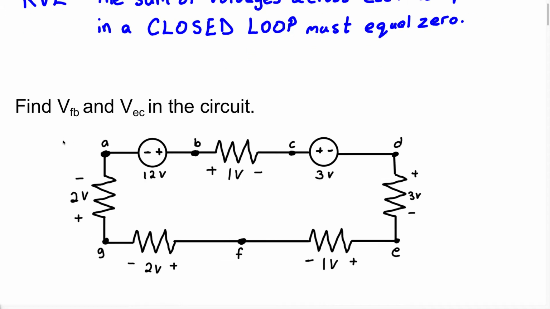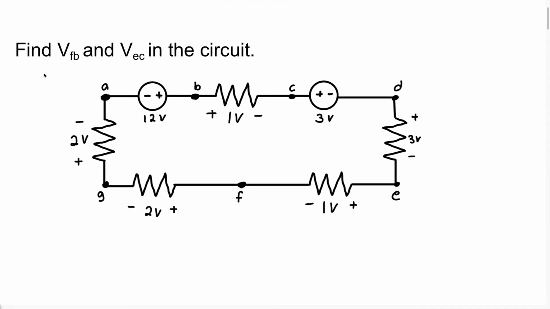Let's do our first example, right? It says find VFB and VEC in the circuit. So they want us to find the voltage at the point FB and the voltage at the point VEC. Now, when we look at this, the first thing I want us to identify is we don't have any current labeled, right? We have voltage sources and we have resistors, but these resistors values are also not given, just the voltage across each resistor. Therefore, we know every voltage in this circuit, right?